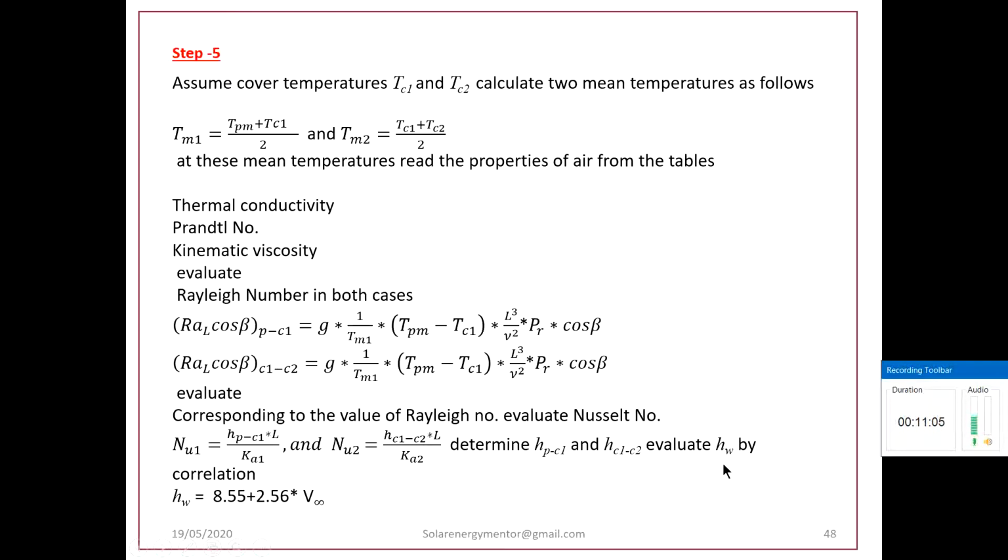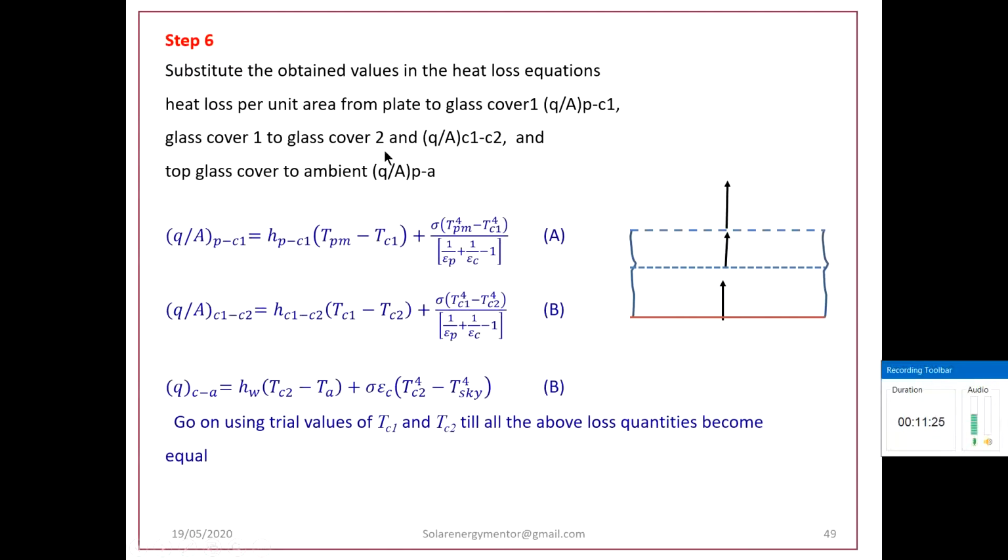Then the convective heat transfer coefficient from the top cover to air can also be found out using this correlation. This is written in terms of wind speed. The wind speed is given as 1.25 meters per second, so we can find out this value. So HPC1, HC1C2 and HW are known. Using these values, we can substitute them in the expressions which we have already covered in our earlier expressions. So substitute the obtained values in the heat loss equations.